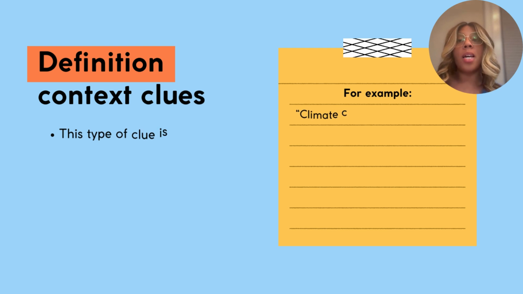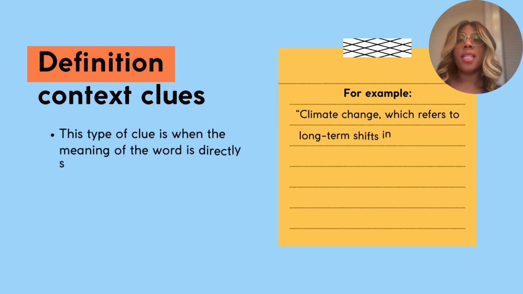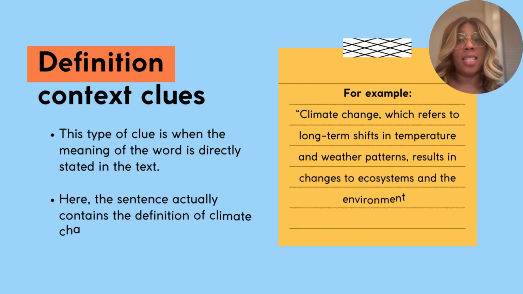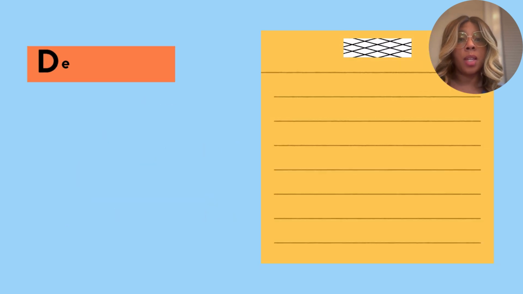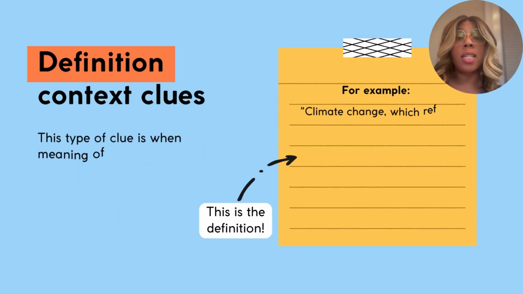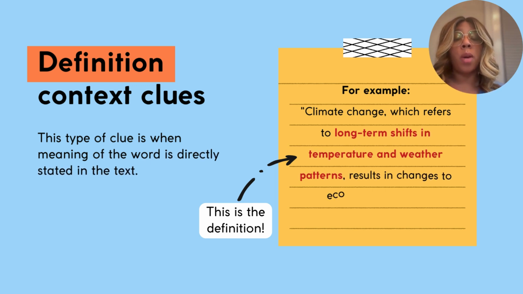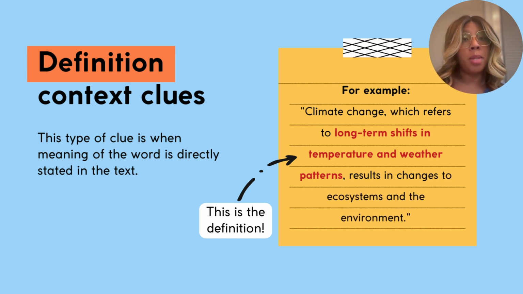Next up, we have definition context clue. This type of context clue is when the meaning of the word is directly stated in the text. Here, the sentence actually contains the definition of climate change. Let's take a look. Climate change, which refers to long term shifts in temperature and weather patterns, results in changes to ecosystems and the environment. In this example, we see the definition. It means a long term shift in temperature and weather patterns. That is the definition of climate change.